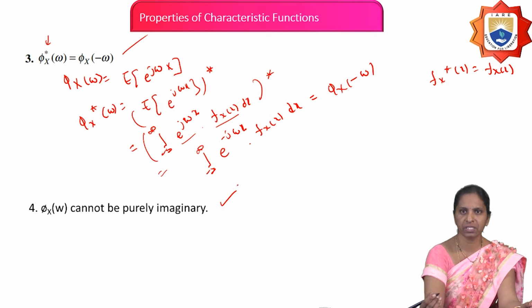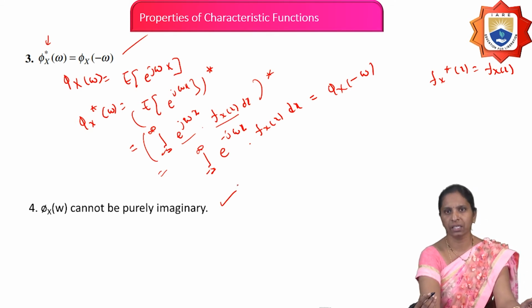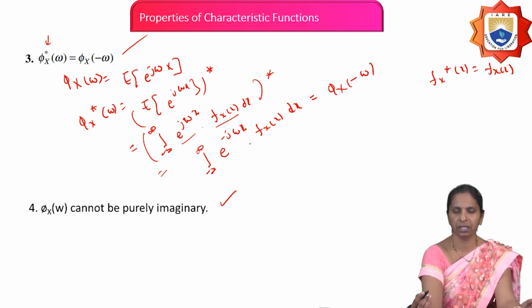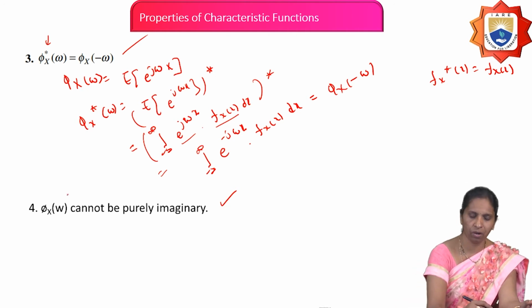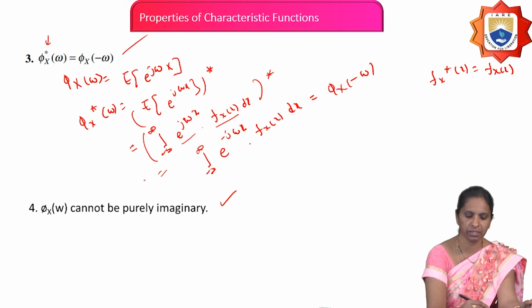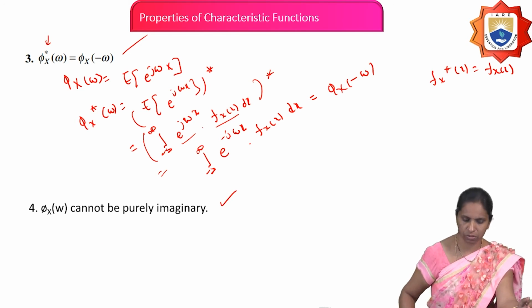And what does the fourth property state, sir? The characteristic function cannot always be purely imaginary. It may be a real value also, because at the origin, what is that value equal to? It means it may not always be imaginary, it may be a real value also.